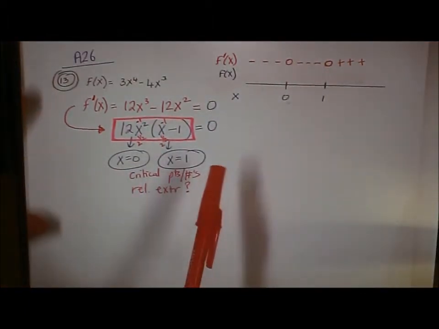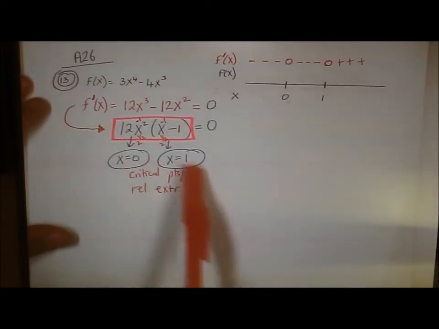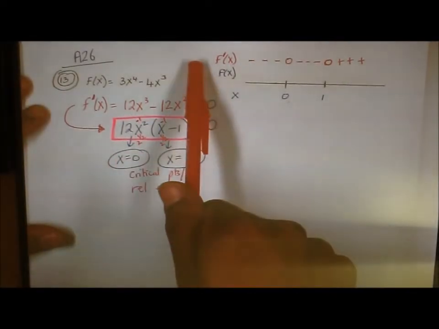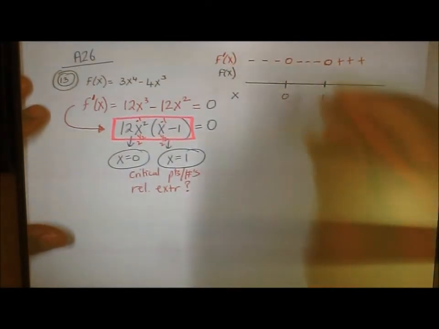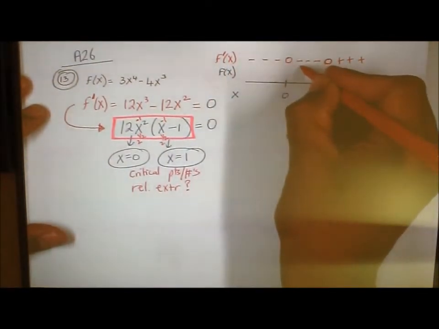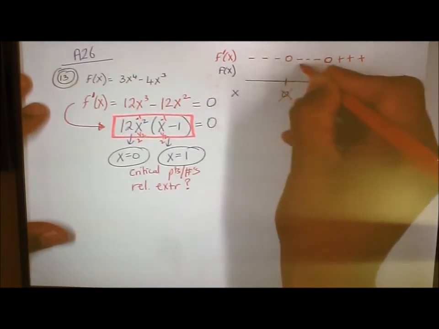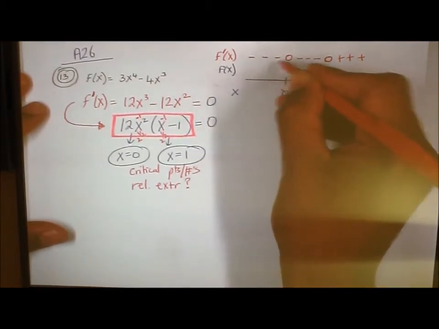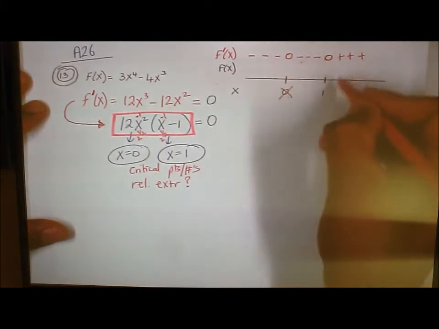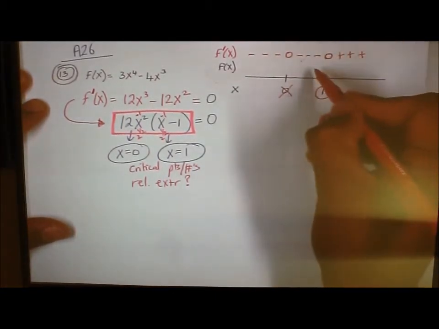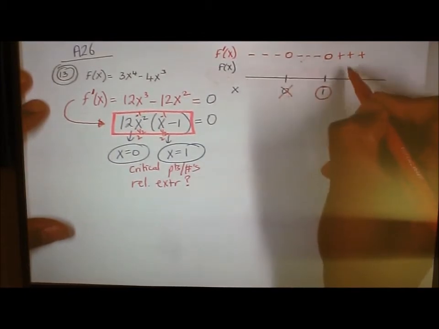So now, the way you can tell whether or not critical points, critical numbers are extrema, is only once you have made an f prime sign chart. If I have a change of sign, I will have an extrema. Do I have a change of sign here? No, I don't, because I'm going from negative to negative. There's no change. Do I have a change of sign here at x equals 1? Yes, I do, because I'm going from negative to positive.